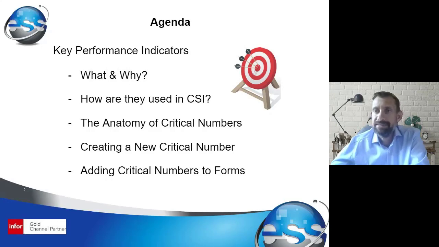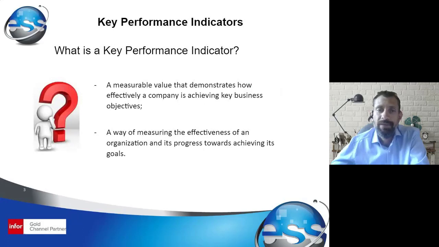So let's get started here. So what is a key performance indicator, right? So a couple definitions here. A measurable value that demonstrates how effectively a company is achieving their key business objectives, right? Or it's a way of measuring the effectiveness of an organization and its progress towards its goals and targets.